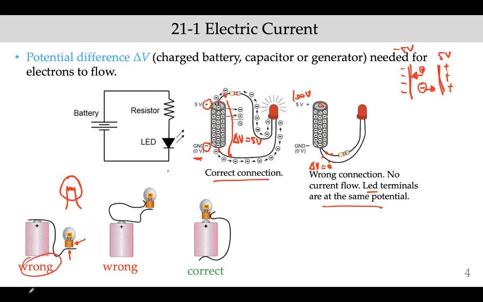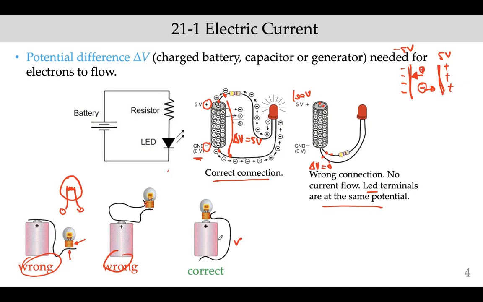So this one is a wrong connection, and this one is also a wrong connection, because, well, two terminals are connected, but they're connected to the same pole, so there's no potential difference between the terminals. But this one is the correct one, because the bottom terminal is connected to the positive and the side is connected to the negative.